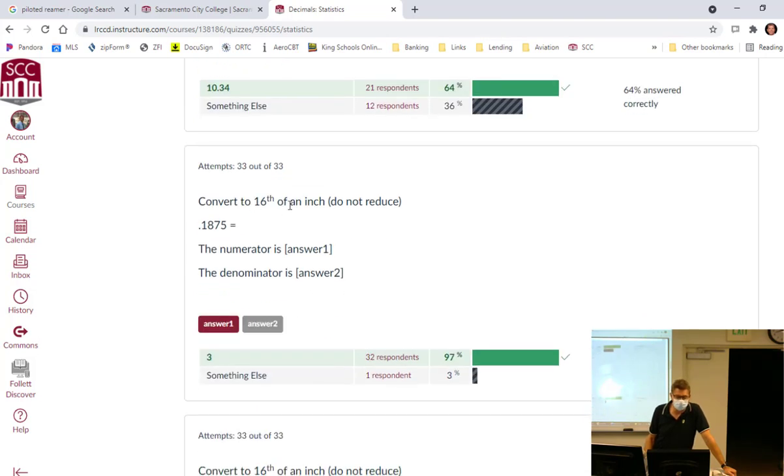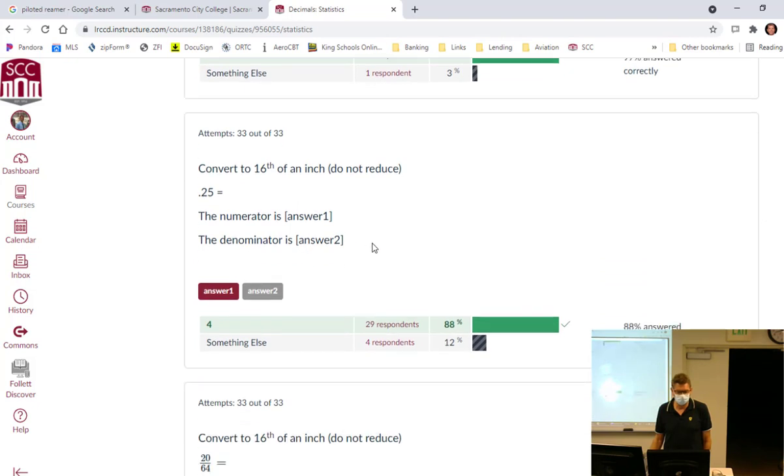All right, so convert to 16ths of an inch, do not reduce. How do you get the answer to that? How'd you do it? Multiply by 16. So it's 0.1875 times 16 equals 3/16. Can you reduce that one? No. Okay, so that's what I wanted.